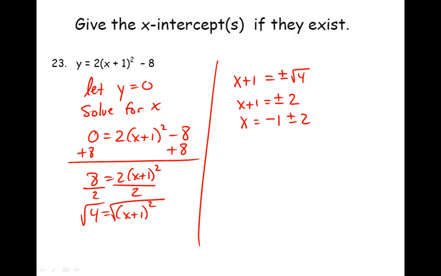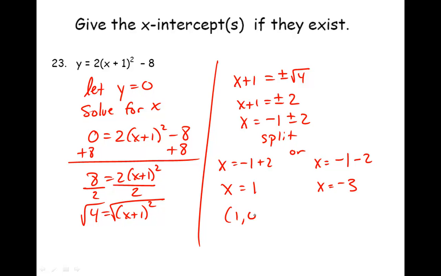Now we're not completely done yet. We need to split, because this is the same as saying x is equal to negative 1 plus 2, or x is equal to negative 1 minus 2. We would go ahead and combine like terms. x is equal to 1, or x is equal to negative 3. So the x-intercepts would be (1, 0) and (negative 3, 0).